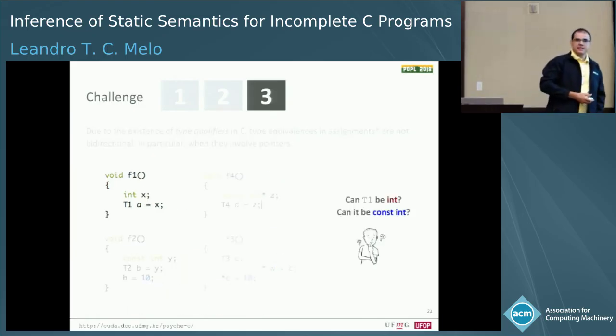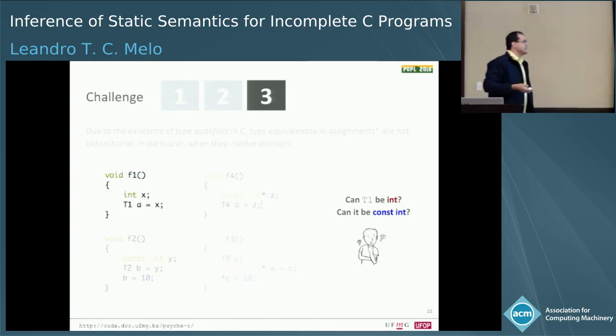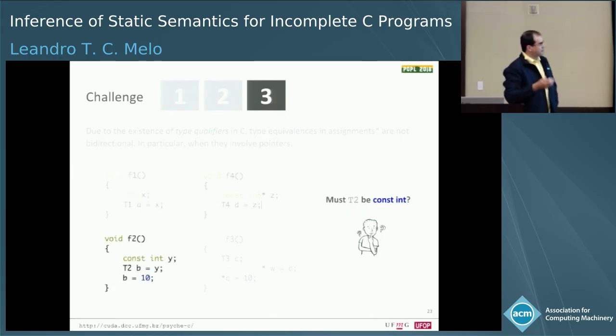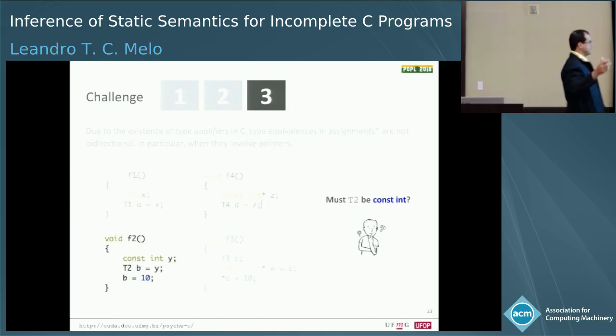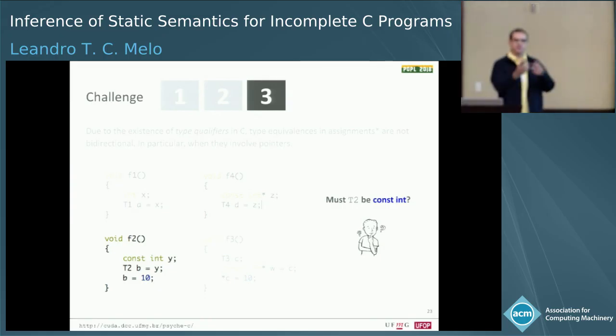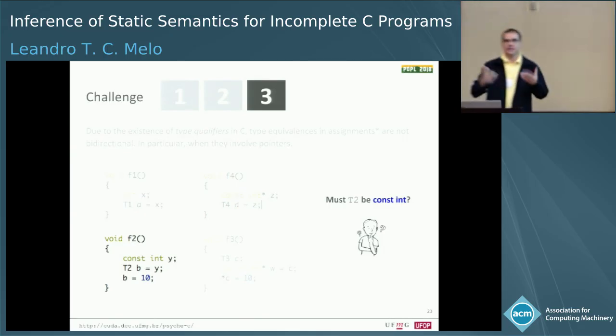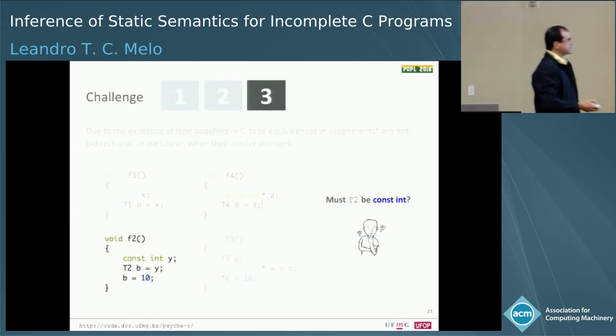In particular, when we're dealing with pointers, in this case we have a t1 here that can be either int or const int, because this is a value, this is a copy operation on values. It doesn't really matter if we assign int or const int to t. In this case, despite y being const, we cannot make t2 const.